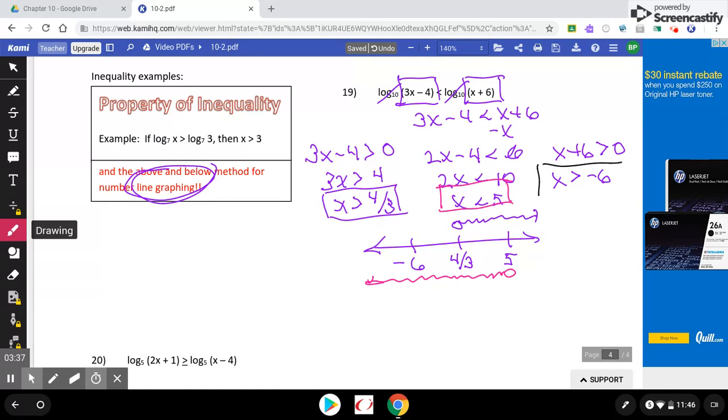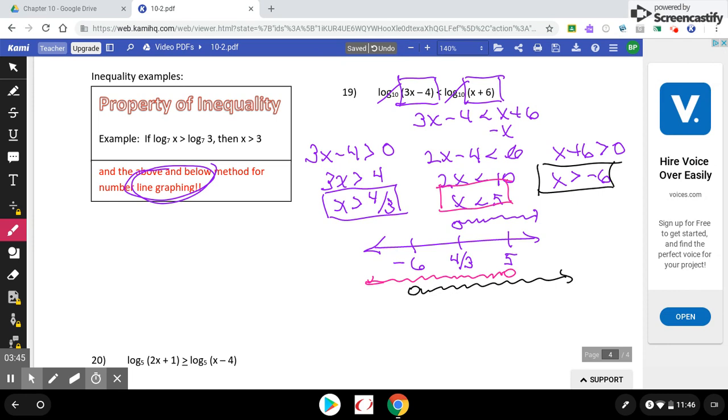This guy, x is greater than -6. Open circle, greater than, shade to the right. So where do they overlap? And we're looking for not just 2, 3 this time, all 3. Well, they don't all overlap here because that's the only one shown on the red line. They don't all overlap there. Granted, 2 of them do, but not all of them.